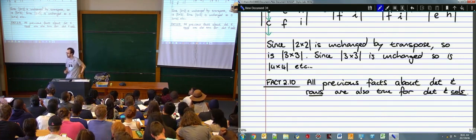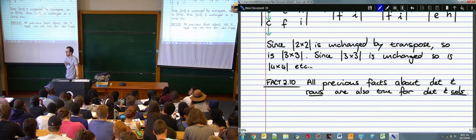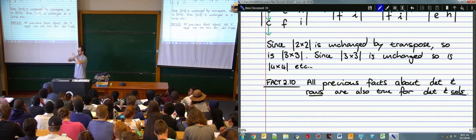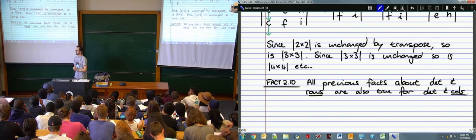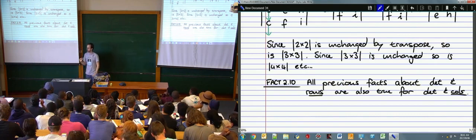Yes. So if you swap two rows in a 3x3 matrix like this, your determinant changes by a factor of -1. And if you were to swap two columns, the determinant will also change by a factor of -1. It's just saying that everything you know about rows also holds for columns.